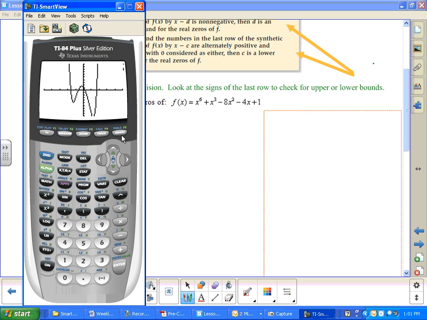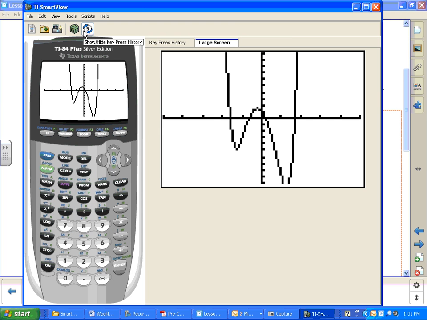Okay. Now, here's the thing. I look at this, and it almost looks like there's one at -1/2, doesn't it? It's really close to -1/2. The thing is, though, I know it can't be -1/2 because -1/2 would have to be represented as a rational zero, and it's not there. So I know it can't be. Okay. All right, so let's find them.